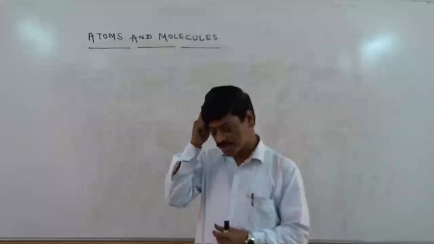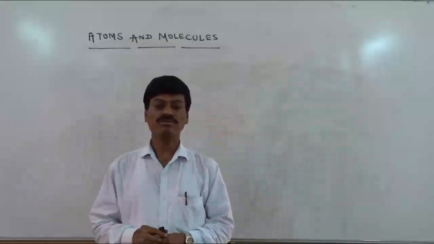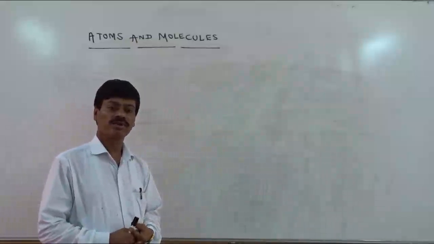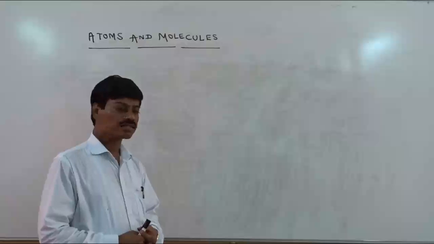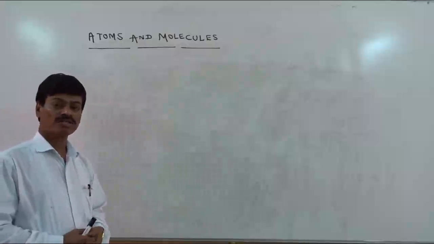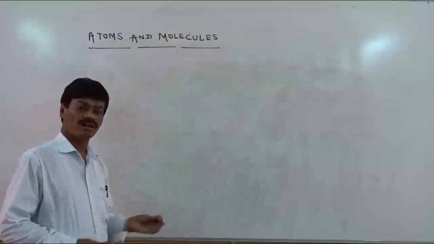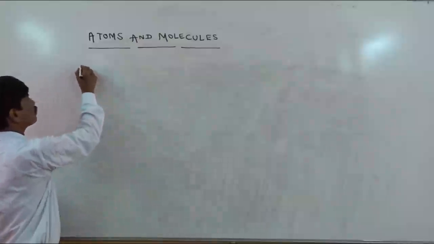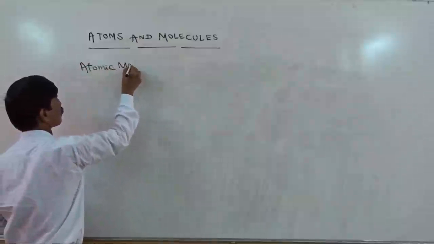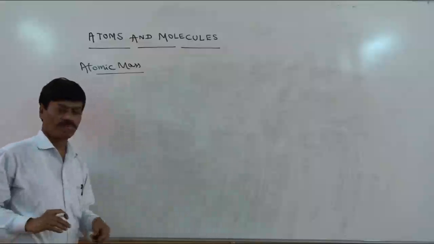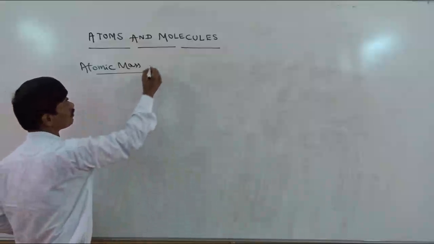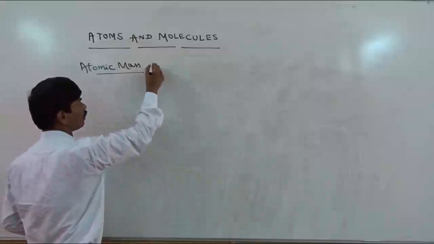In these concepts, the subatomic particles are going to play an important role in the case of the small particles of matter known as atoms. And these important concepts are: number one, atomic mass. This is an important concept and it is symbolically represented by the capital letter A.